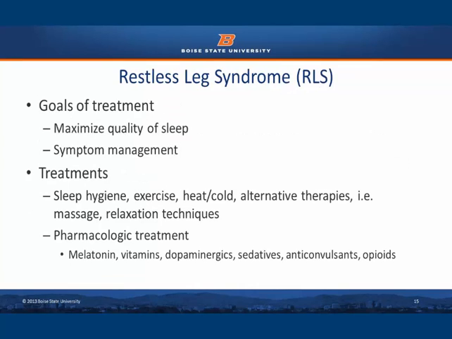Restless leg syndrome. Conservative measures such as massage, avoidance of caffeine and alcohol, and sleep hygiene promotion should be attempted prior to initiation of any pharmacologic therapies.